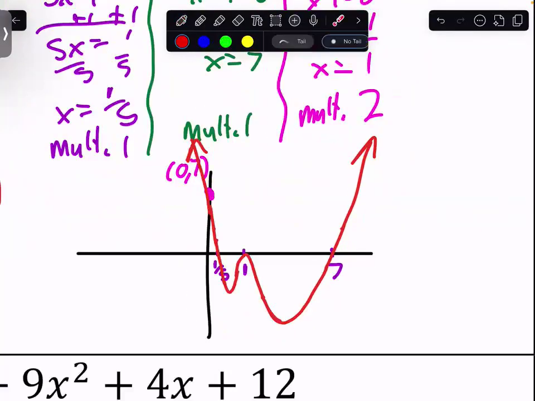Okay, I got a good question. Right now, we don't really know this little dip, right? Does it look like this, or does it look like this, or whatever? Yeah, in a future math class, you'll learn how to determine that. But for now, we're just focused on the roots, the end behaviors, the multiplicity, and the intercepts.